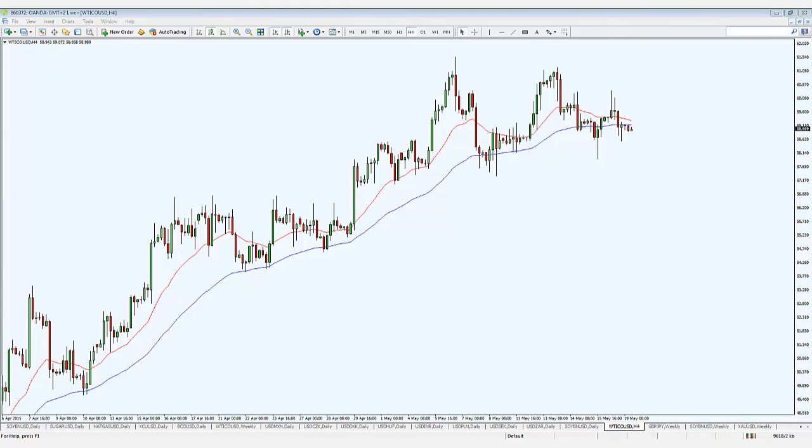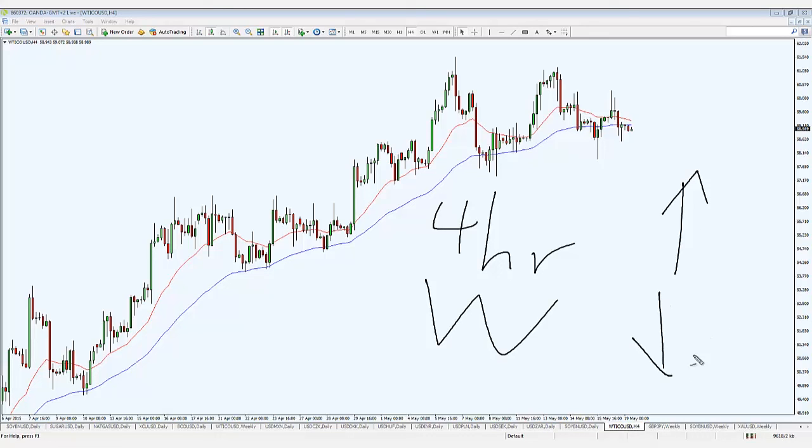Say for example, a trader wants to trade the 4-hour chart, but the weekly time frame is against him. Say on the 4-hour, the trend is up, and on the weekly, the trend seems to be down. So what can a trader do if he wants to trade the 4-hour chart, but the weekly time frame, the longer term time frame, is against him? So what I would suggest is this.